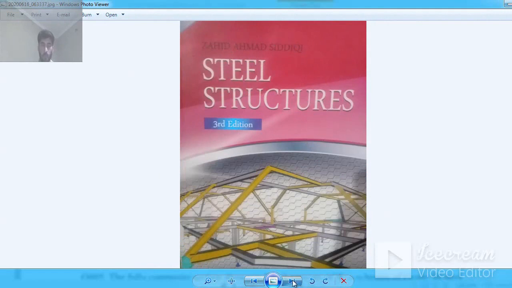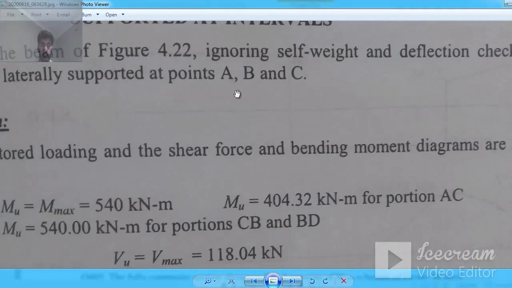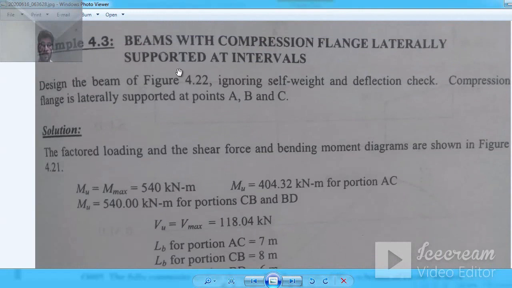We have this example, clear? It is a design example, but we are only covering a part. Design the beam of figure 4.22. You will see that we have a cantilever beam, ignoring self-weight and deflection. The compression flange is laterally supported at points A, B and C. Now let's see the example.